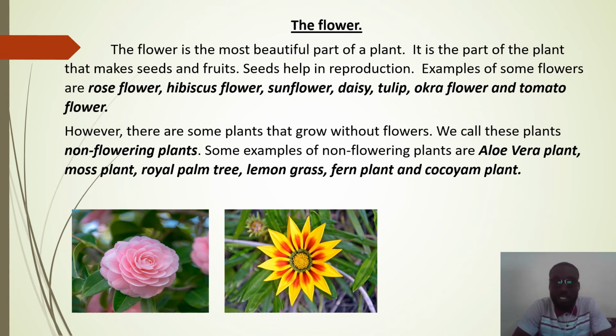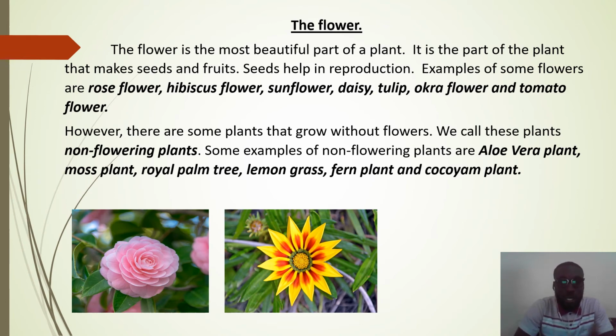And then lastly, let's take a look at the flower. The flower is the most beautiful part of a plant. It is the part of the plant that makes seeds and fruits. Seeds help in reproduction. Examples of some flowers are the rose, hibiscus, sunflower, daisy, tulip, okra flower, and tomato flower. There are a whole lot of flowers as well. Perhaps you can come up with some of the flowers that you know.